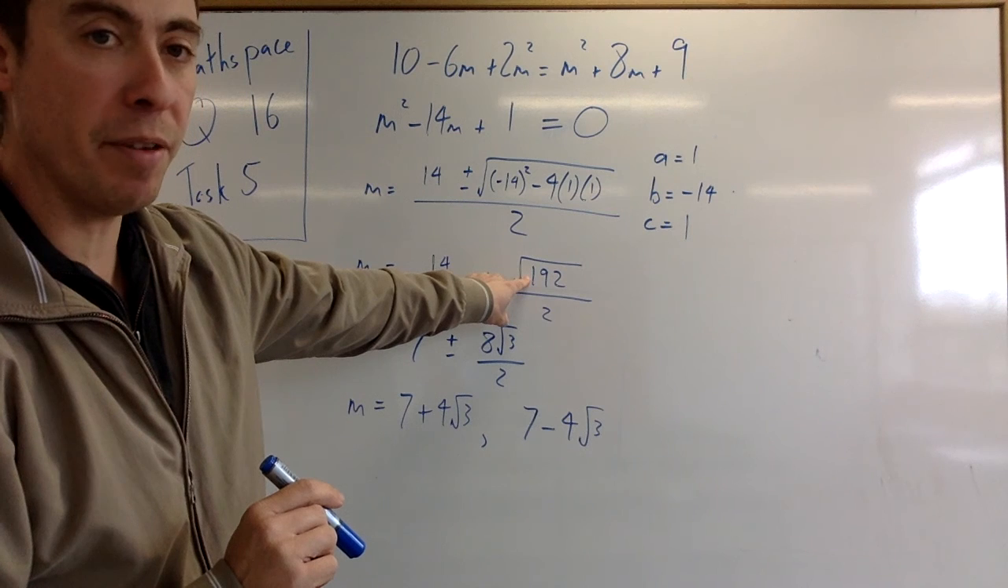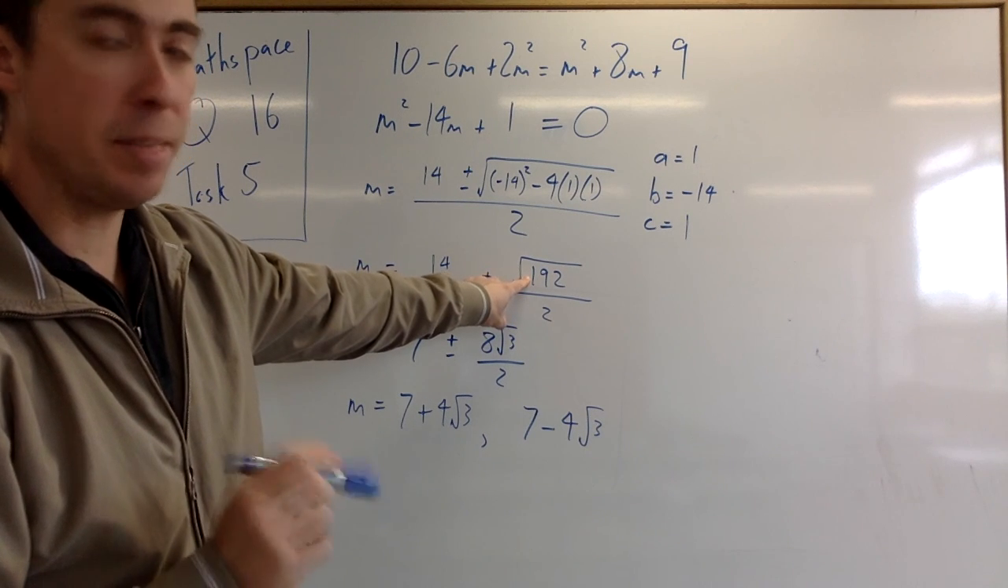I think MathSpace may, I'm not sure, but it may be picky. It may say you're only half right if you don't simplify that surd down.